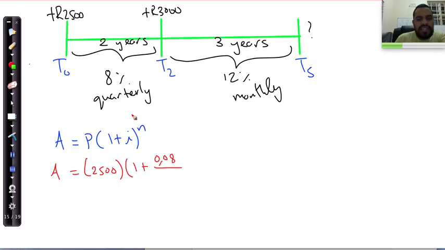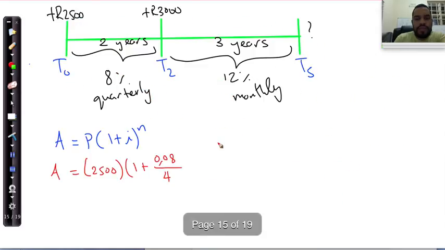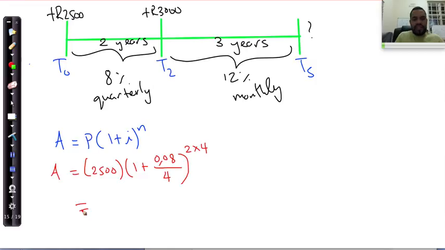But remember, I said it is compounded quarterly, which means we must divide I. If we go back to our table, the effect on I, if it's quarterly, we must divide I by 4. And we must take N, the 2-year period, and multiply it by 4. And that's going to give me 8. Okay, and let's see what I'm going to get over there. At the end of 2 years, I'm going to do some calculator magic and say that's 2,500 rand multiplied by 1 plus 0,08 over 4 to the power of 8.